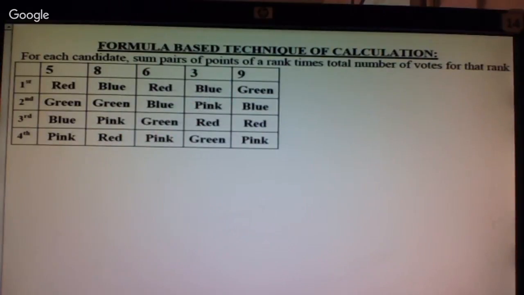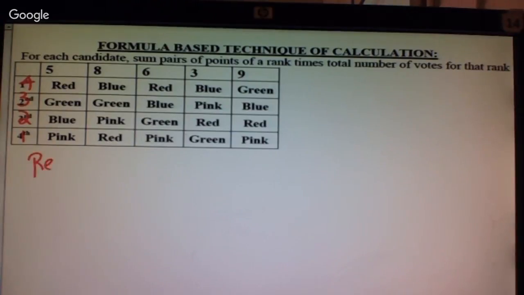All right. There is another way to do this, and it's formula based. So depending on how your brain works, this might strike your interest. You may look at this and say, never again, I like the other way. So in this method, we still give points out. It's still 1 point for last place, 2 points for second to last, 3 points for third to last, 4 points for the winner.